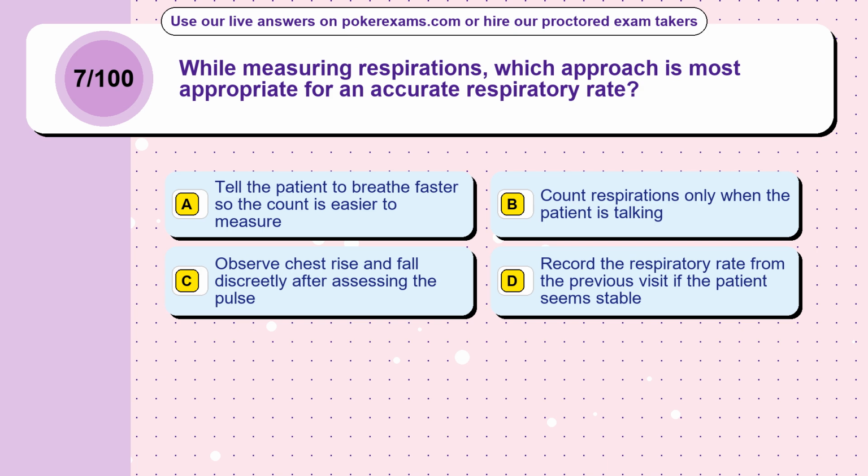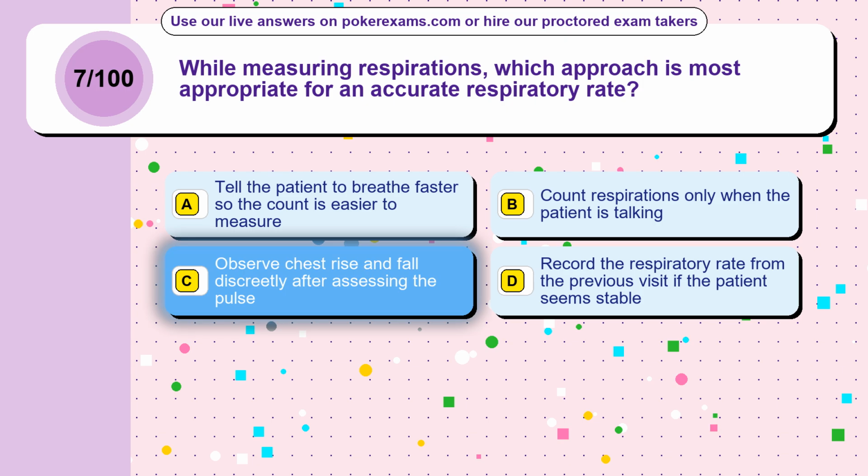Option A, tell the patient to breathe faster so the count is easier to measure. Option B, count respirations only when the patient is talking. Option C, observe chest rise and fall discreetly after assessing the pulse. Option D, record the respiratory rate from the previous visit if the patient seems stable.